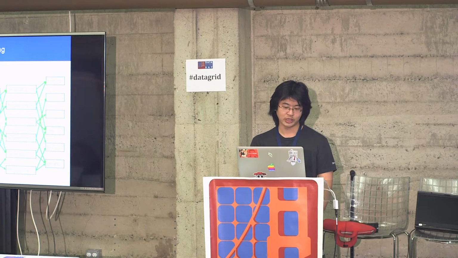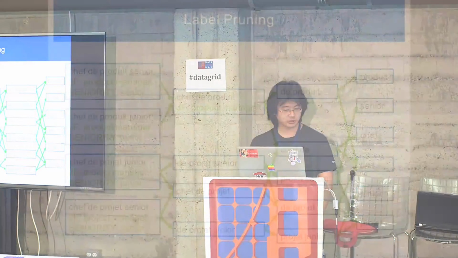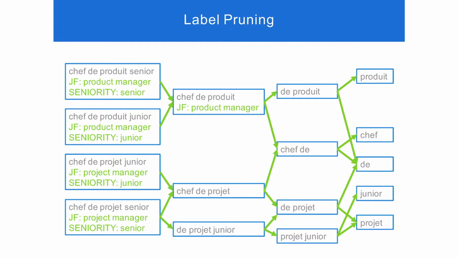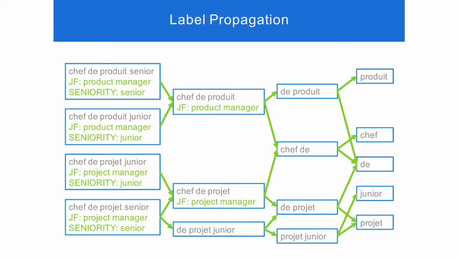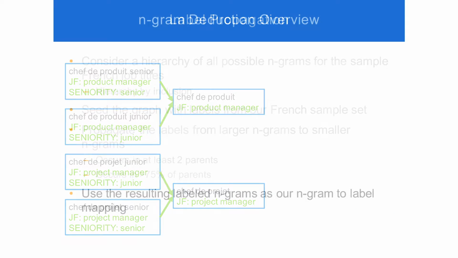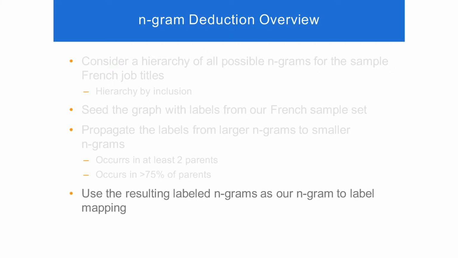So what we actually do is generate each generation of children based on the previous survivors in the parent generation. If we follow this through, the next thing we do is prune de produit junior and some children, and prune de projet senior and some children. We do propagate one more label, the job function project manager, to chef projet. And the rest of this turns out to be pruning. So now you'll notice this isn't quite a perfect result. We haven't propagated senior or junior, but we have managed to figure out that chef produit means product manager and chef projet means project manager.